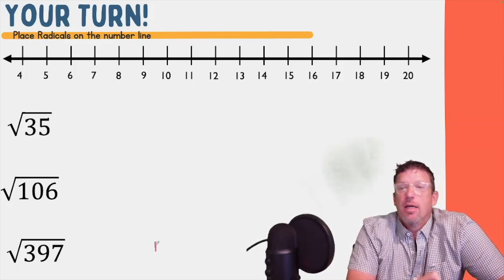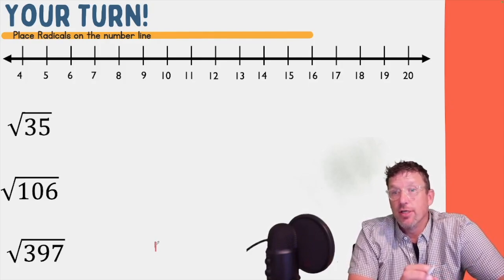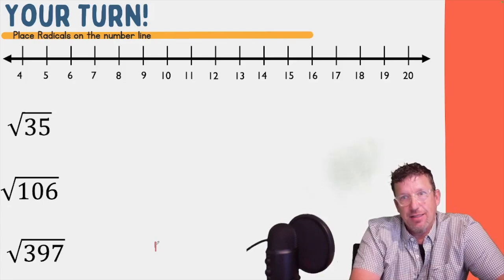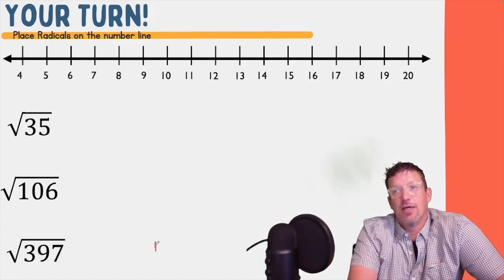Okay? Square root of 106. What do we know about our perfect squares? Well, 106 is going to be a bigger number. It's not going to be 9 times 9, which is 81. 10 times 10 is 100. And 11 times 11 is 121.